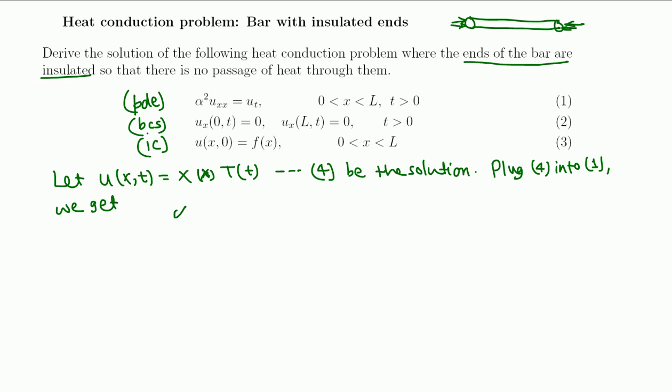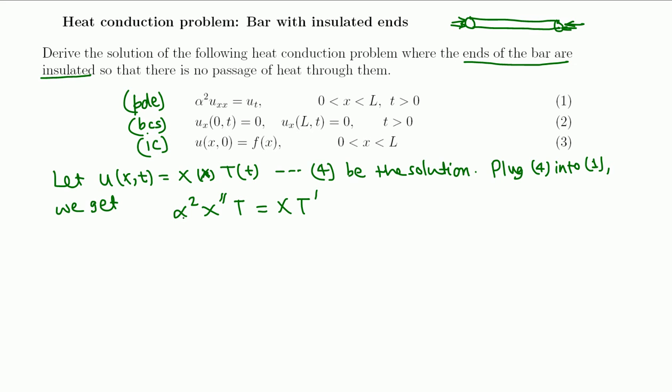so alpha square u_xx. So we are supposed to find the partial derivative of u with respect to x. On the right hand side we have single variable functions. So when we differentiate with respect to x, T behaves like a constant, so this becomes X double prime, dropping the (x) and (t). That's the left hand side, is equal to u_t. X behaves like a constant with respect to t, so T prime.